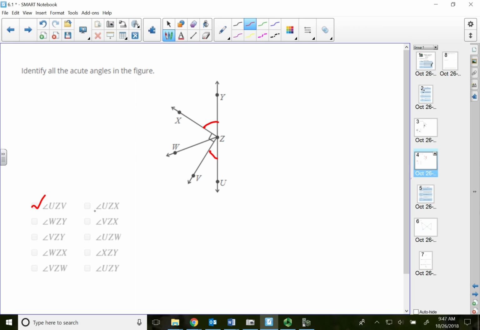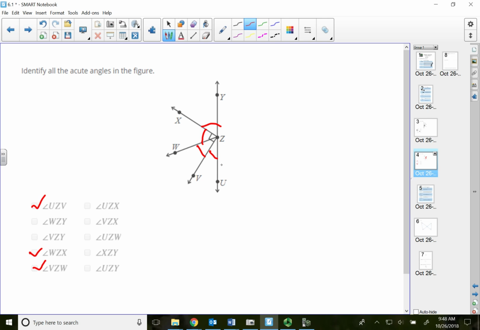All right, WZY, W to Z to Y. That right there is not going to be an acute angle. It already looks bigger than 90 degrees, so it cannot be. VZY, V to Z to Y, that's an obtuse angle. All right, WZX, that will be this angle here, so that's an acute. VZW, that's right here, that's an acute.